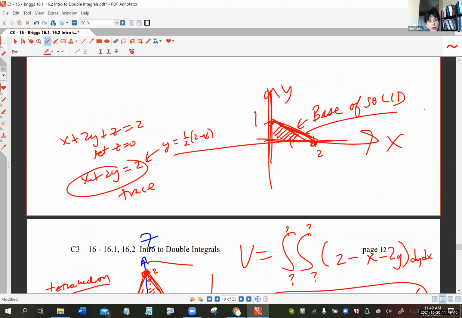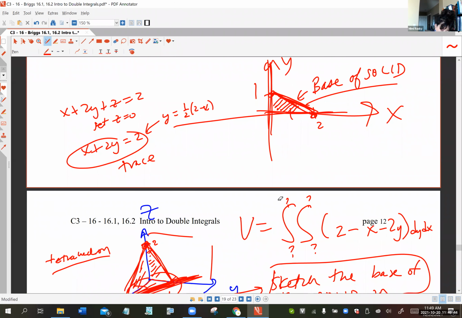Great. Now what? Use that to help you iterate your double integral. What do you mean? Use it to help you put your limits on there. Since I chose dy dx, dx is the easier of the two to do the limits. It's always going to be pure numbers for the outer integral. So it looks like x is going from 0 to 2 on that triangular base.